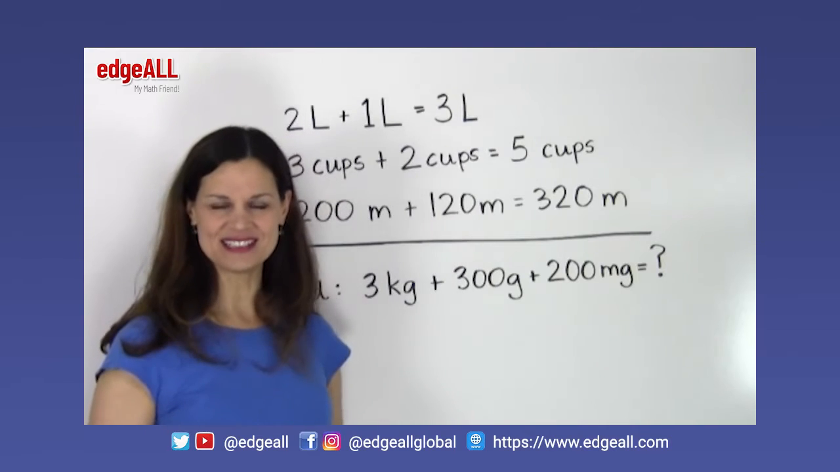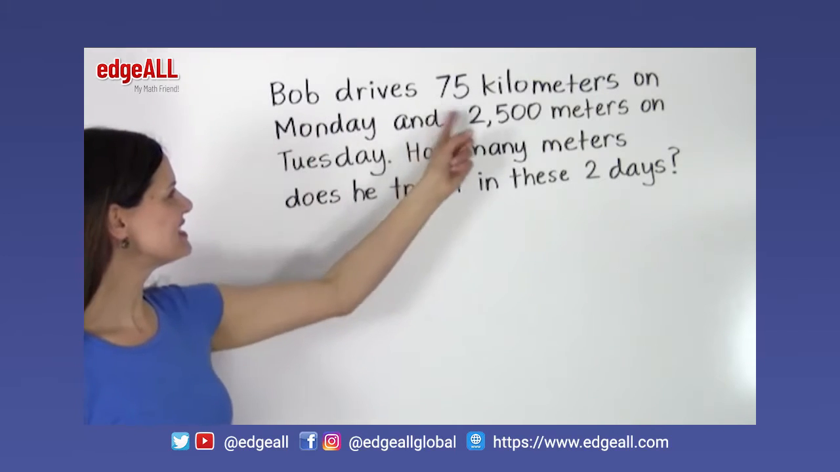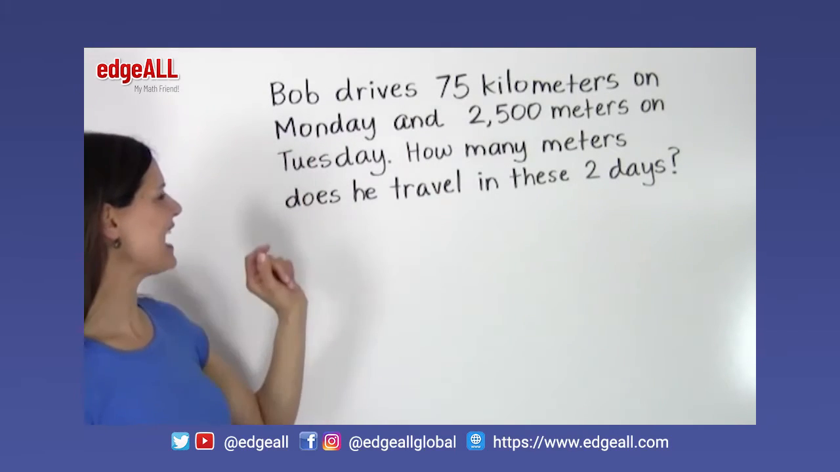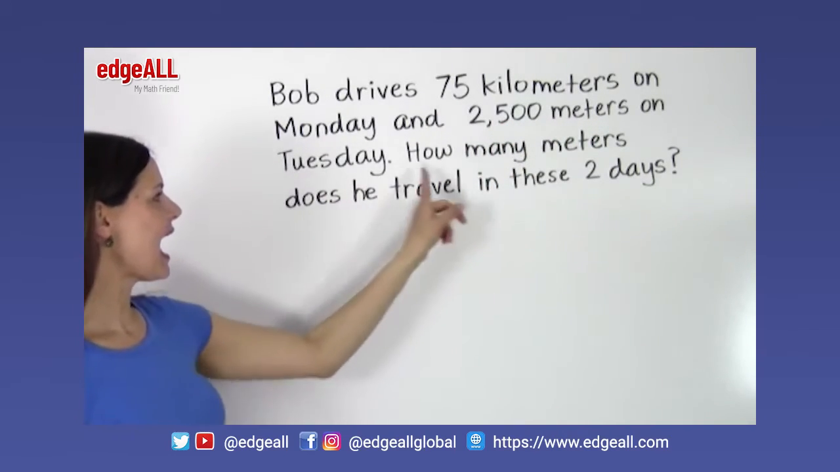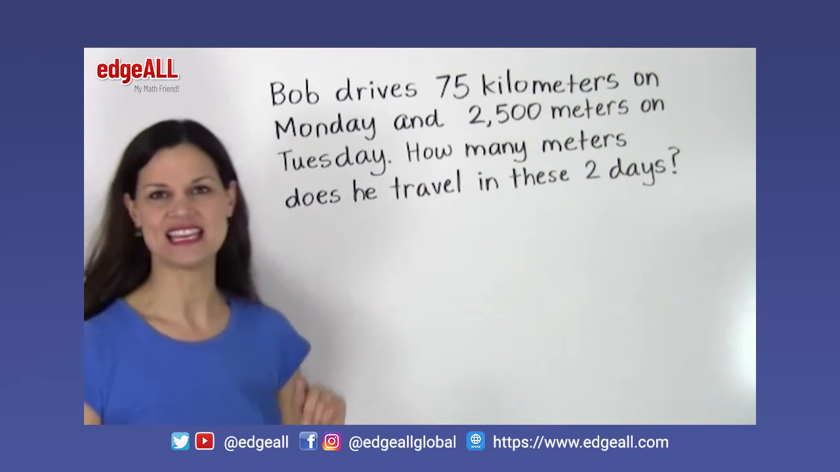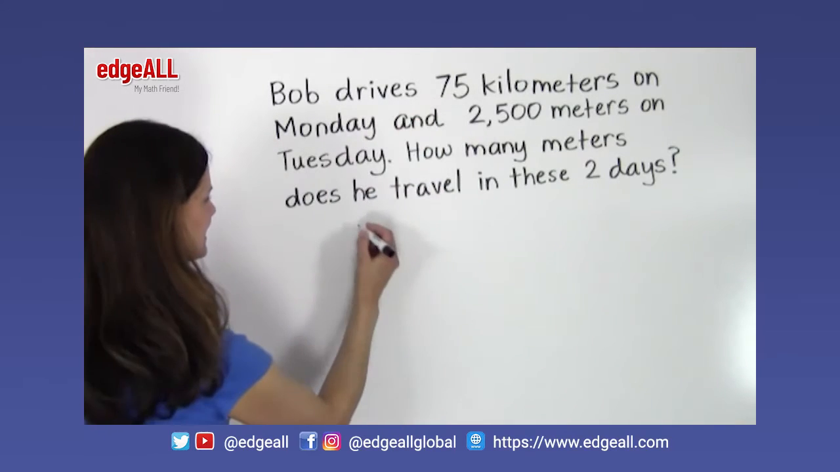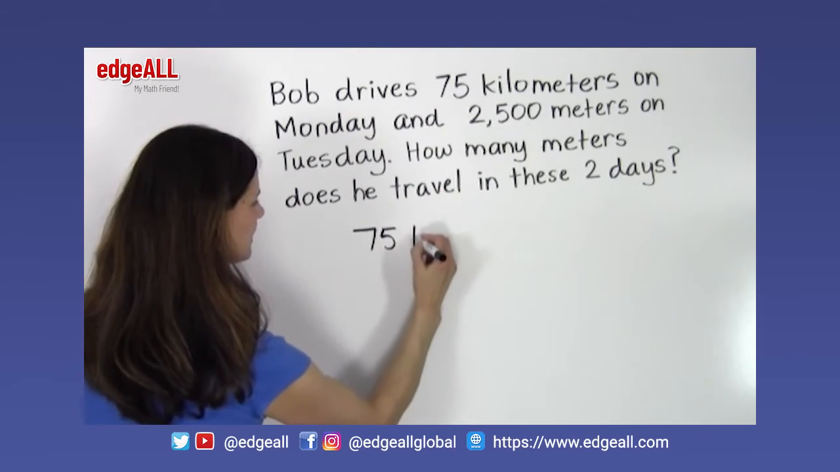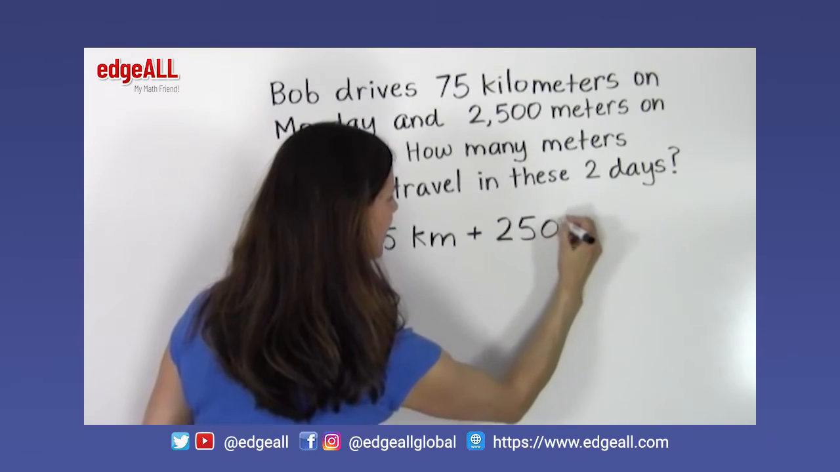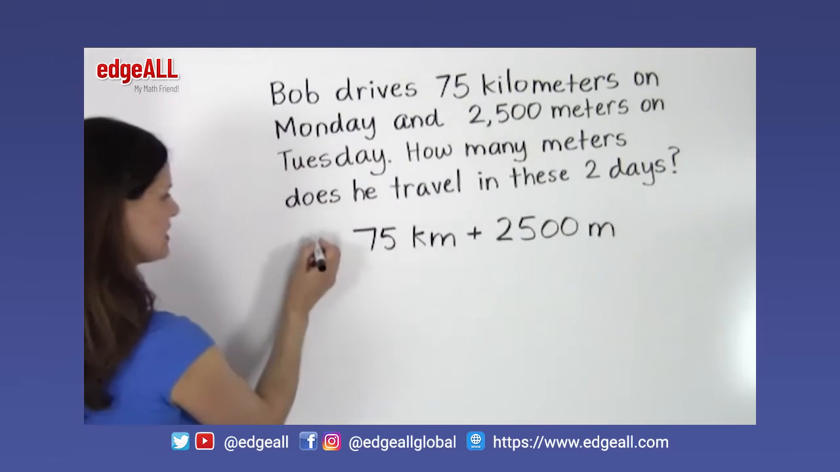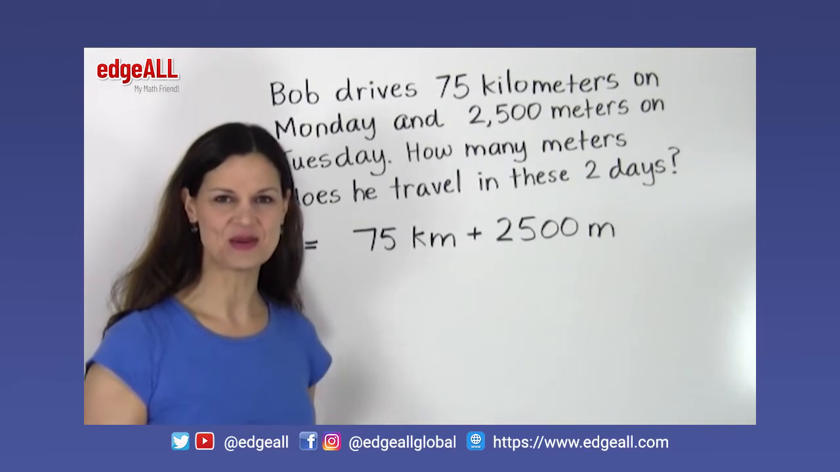Let's take a look at a real-life example. Our problem says Bob drives 75 kilometers on Monday and 2,500 meters on Tuesday. How many meters does he travel in these 2 days? So we are asked to add 75 kilometers plus 2,500 meters.